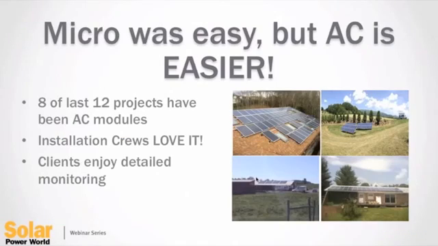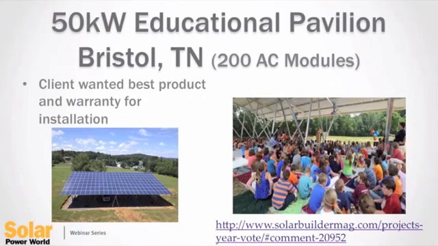This is one we're very proud of. This is a 50 kW outdoor educational pavilion we did for Holston View Elementary School here in Bristol, Tennessee. You can see the last event that they had a little bit over 400 students out there under the pavilion. And this installation is actually up for Project of the Year on Solar Building Magazine. You can see the link there at the bottom of this slide.